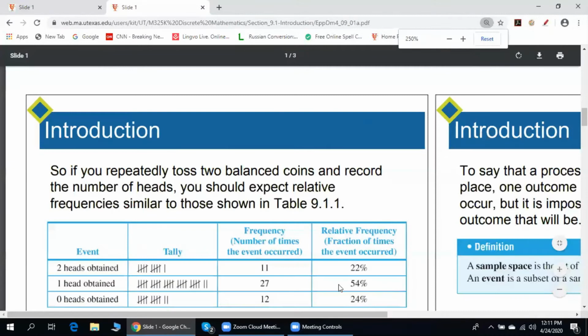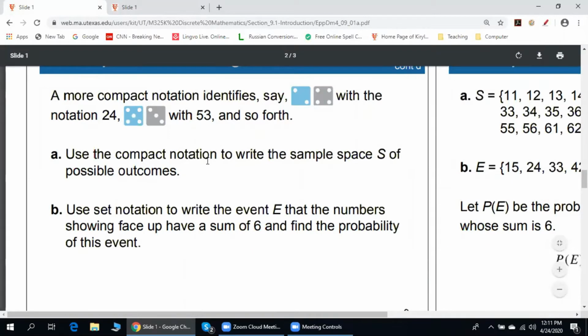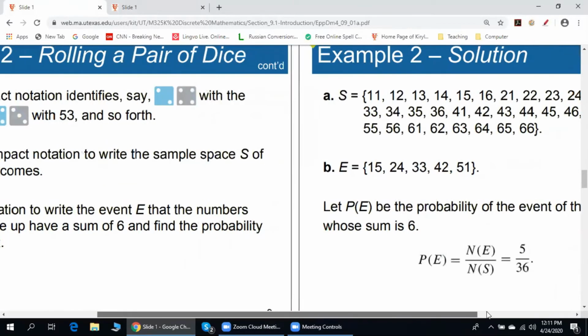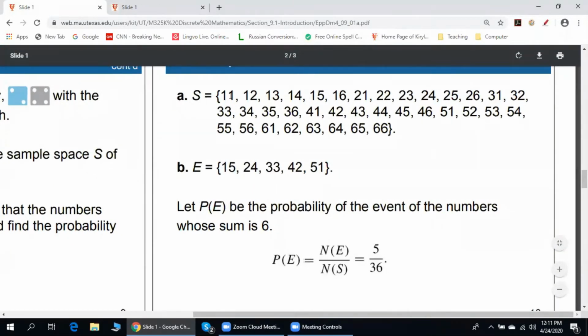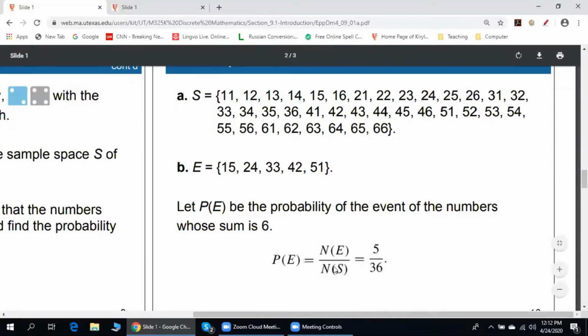So let us read once again what is a sample space. A sample space is the set of all possible outcomes of a random process or experiment. So here we want to write down the sample space of all possible outcomes. We roll 2 dice. Therefore, all possible outcomes are 1 on die number 1 and 1 on die number 2, 1 on die number 1, 2 on die number 2, 1 on die number 1, 3 on die number 2, and so on. So what we see in front of us is the sample space.